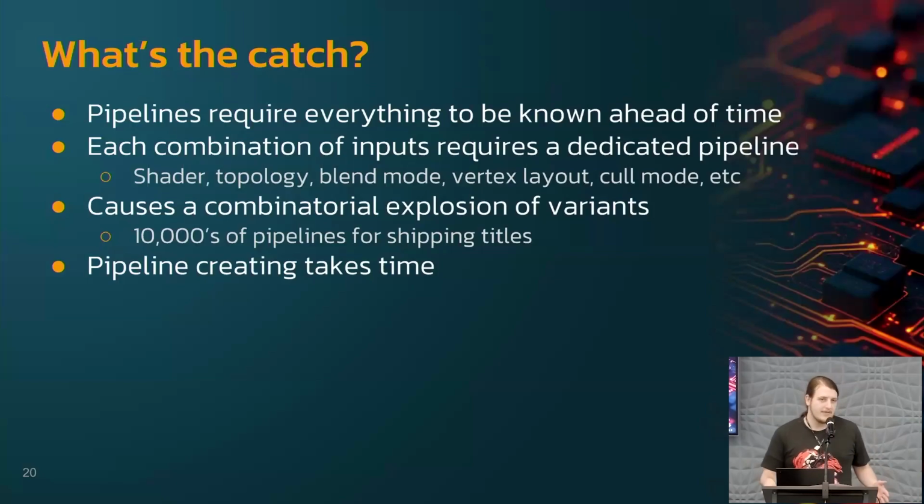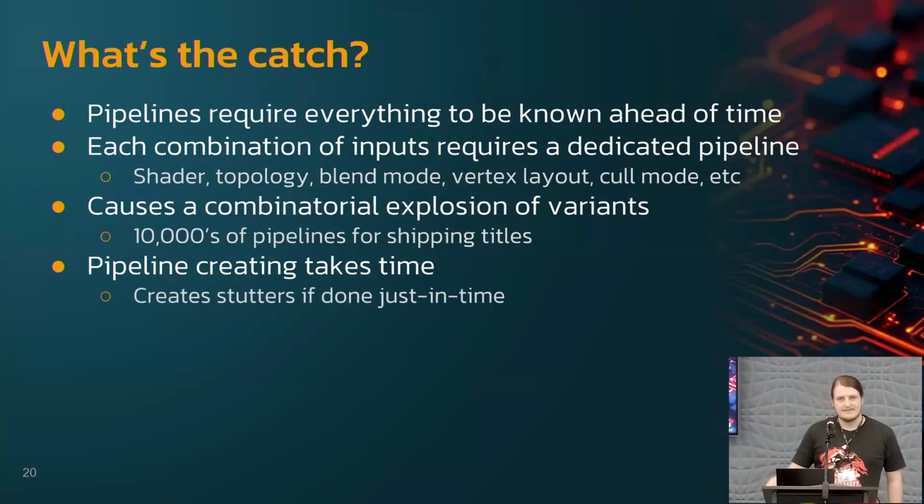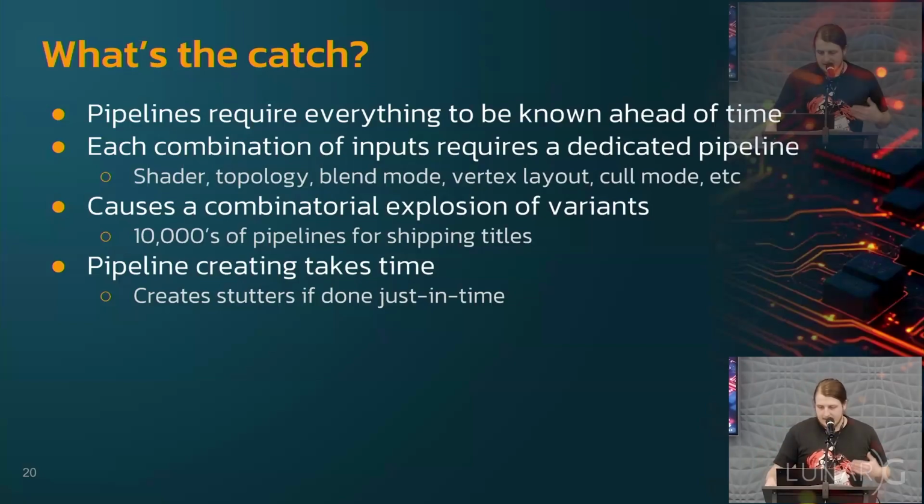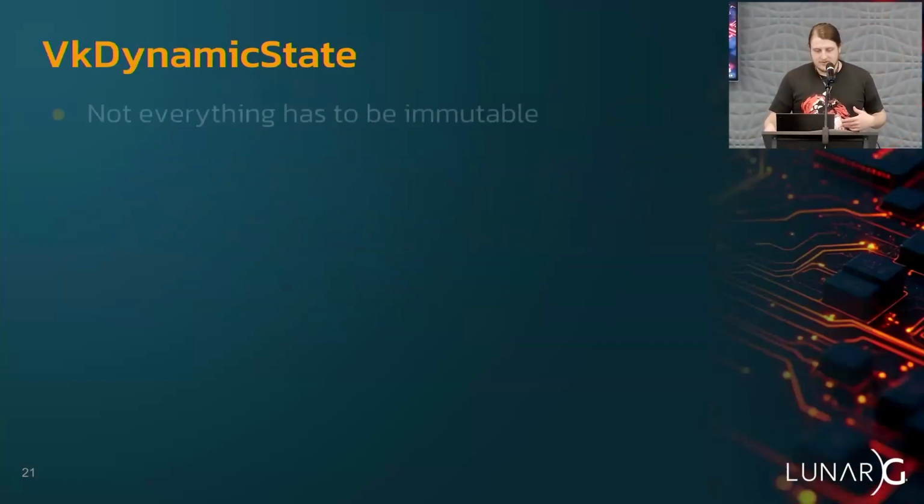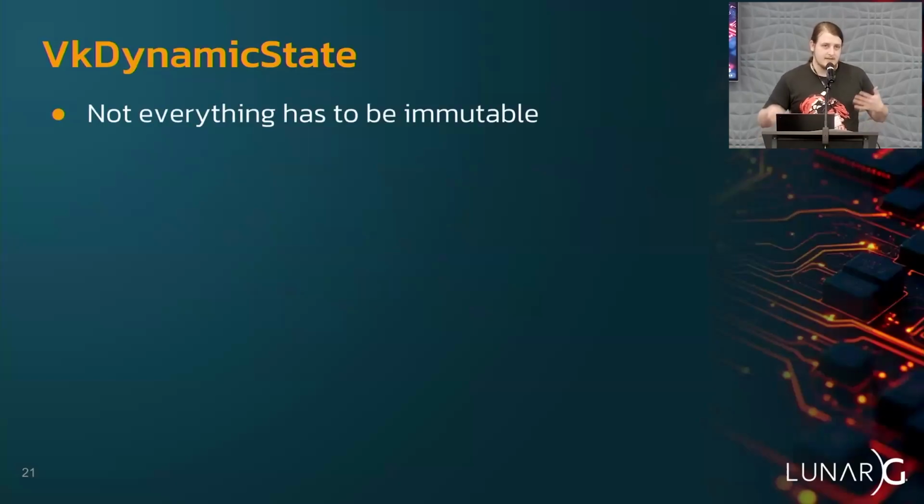I mean, maybe you have fewer stutters, but sometimes you don't know what pipelines you are going to need, and so you have to do it just in time, meaning you do need to figure out some way to prevent the stutters from being too bad. That was a lot of explanation for VK dynamic state as the, I won't say only solution, but a primary solution for reducing that combinatorial explosion of pipeline state.